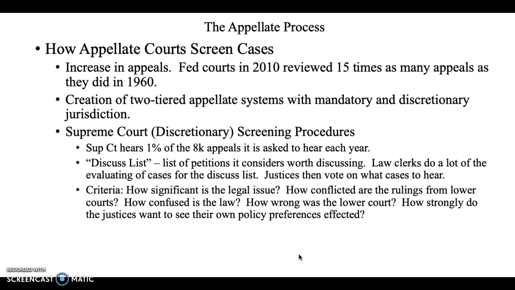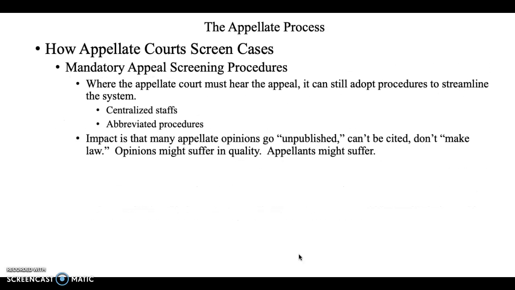Well, they ask, how significant is the legal issue? Are there rulings from lower courts that are in conflict? Is the law in really bad shape? How wrong was the lower court? Is something going on in the lower court that they need to really correct? Or how strongly do these justices want to see their own policy preferences affected? That is to say, if you're a justice and for years you've been hoping for the right case that would let you promote a policy preference of your own, is this the right case for you?